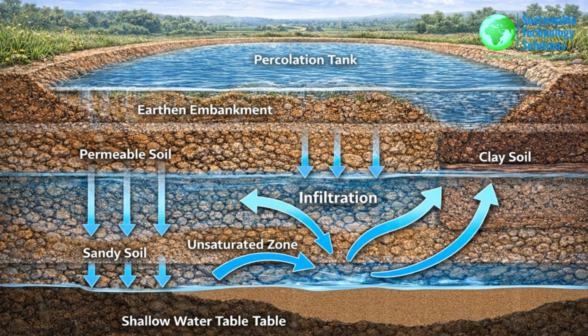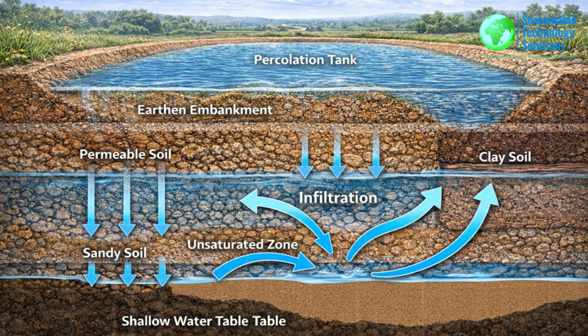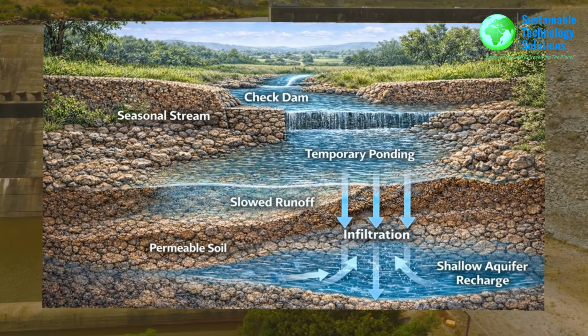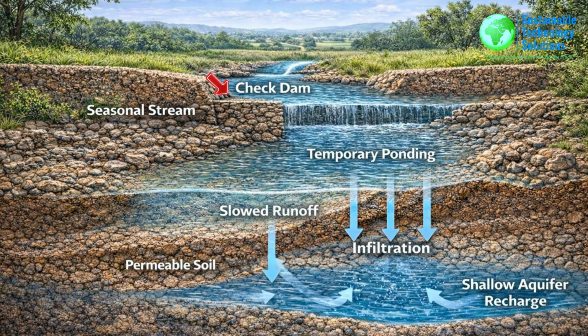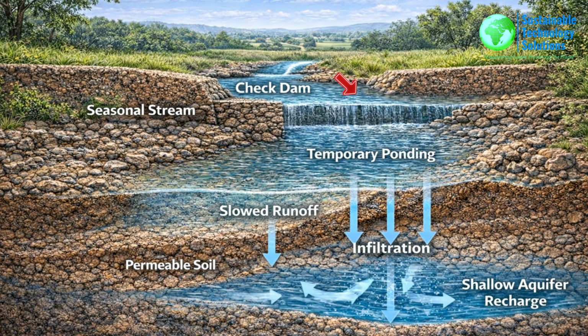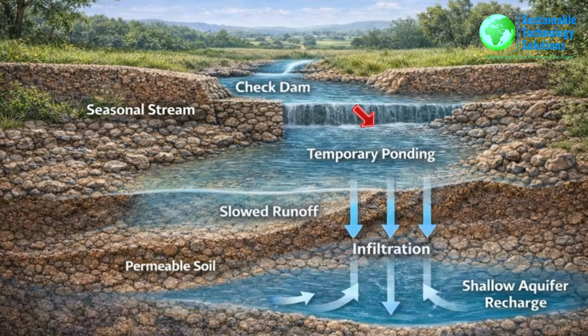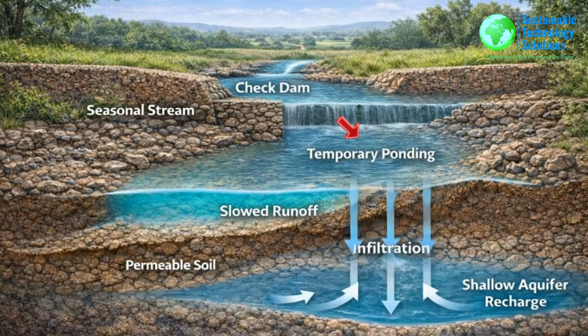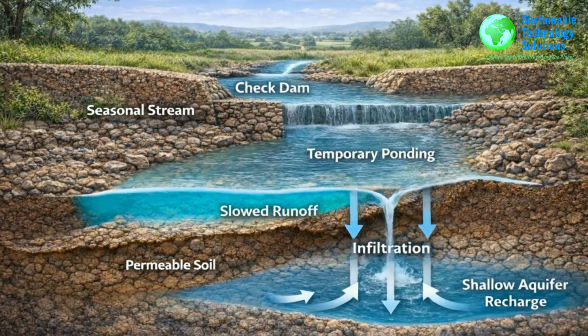Check dams are small barriers built across seasonal streams or gullies. They may be made of stone, concrete, or earth. When runoff arrives, the dam slows the flow and forms a temporary pond. Longer contact with the bed and banks allows more infiltration, recharging the shallow alluvial aquifer.